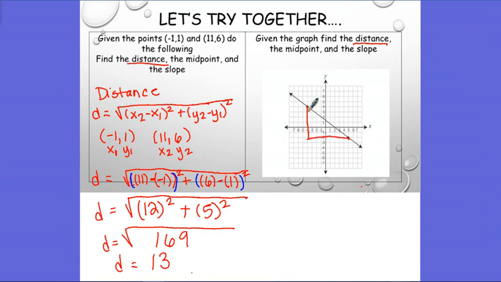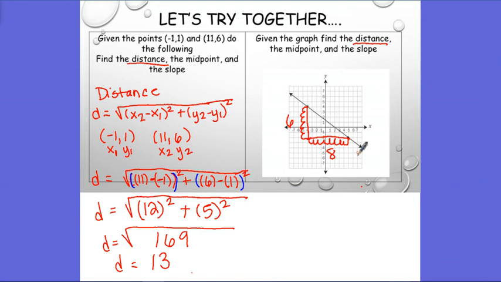So here I can count 1, 2, 3, 4, 5, and 6. So I'm 6 down. And then to go across, 1, 2, 3, 4, 5, 6, 7, and that looks about to be 8. So you can find distance that way by using Pythagoras' Theorem.